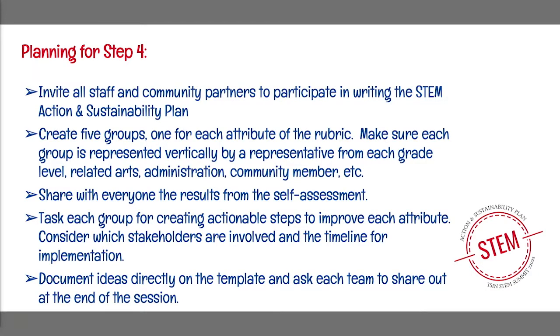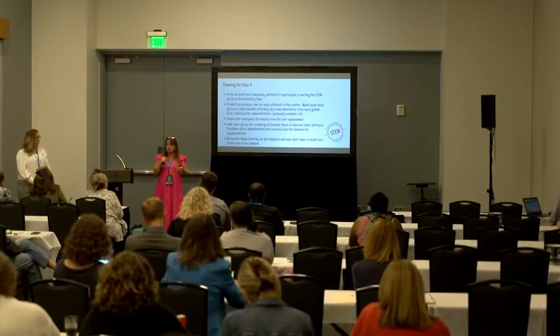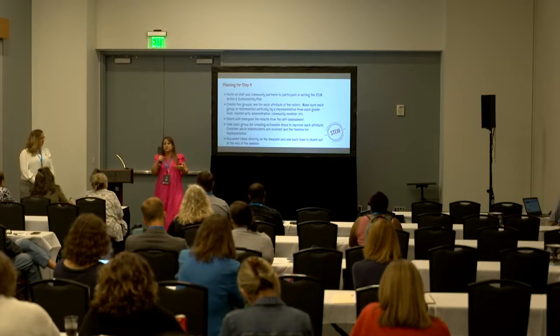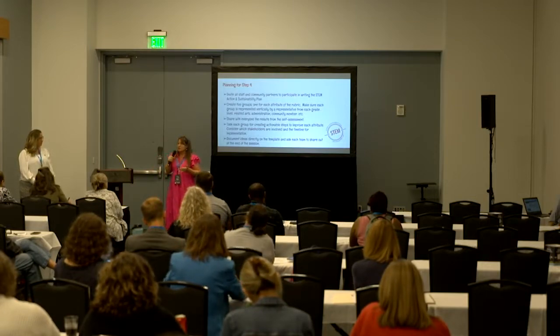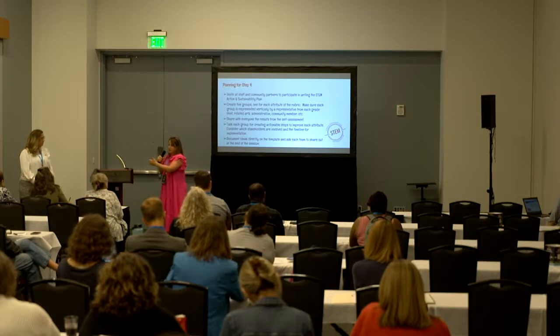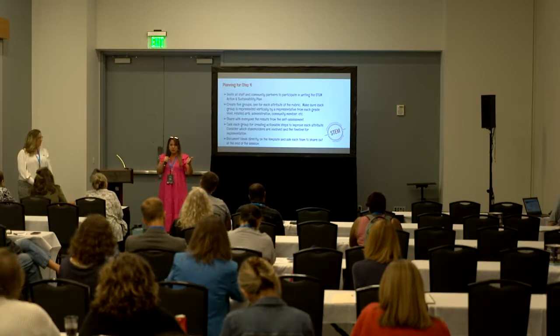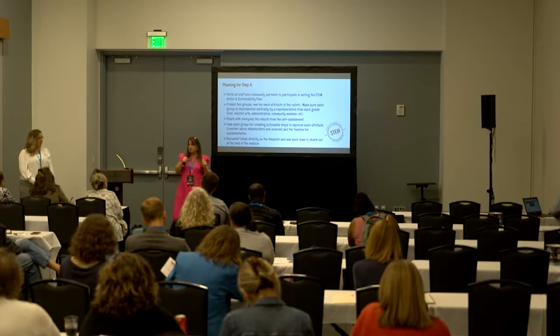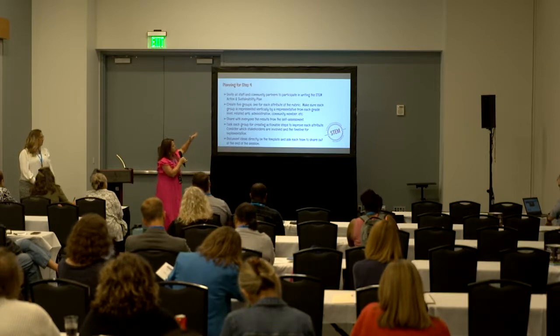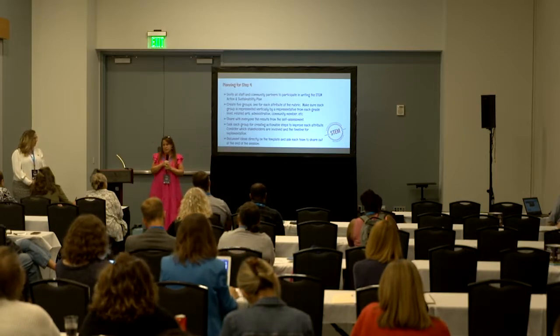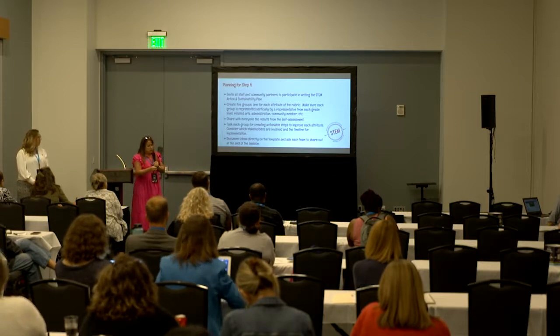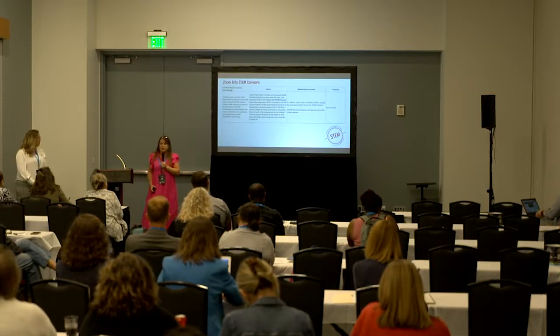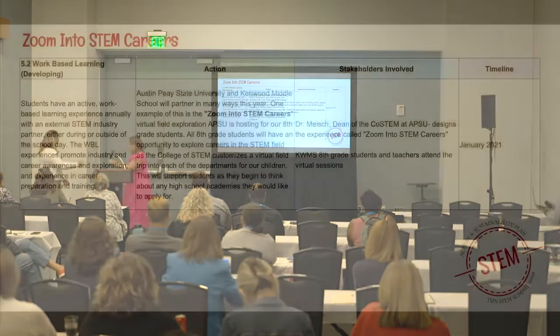Because it's very easy to put all of your community partners in group 5, because that attribute is community and post-secondary relationships. But some of the greatest work that our team has done was through the PD attribute for professional development, and through curriculum and instruction, where we have to make career connections. So make sure your community members are really spread out. These are just some notes about how we set that meeting up. Then I'm going to turn it over to Dr. Meisch, and she's going to give you some examples of how we wrote those actionable steps.